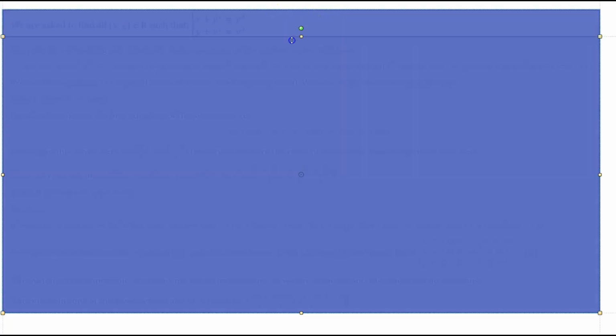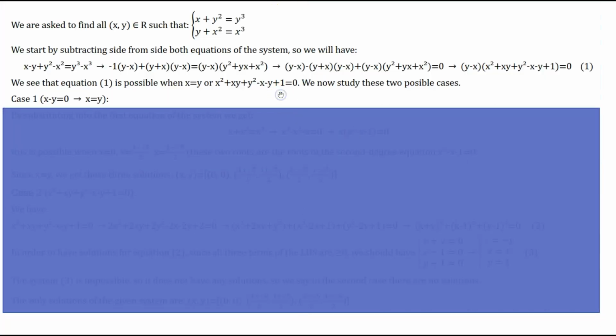So let's start. We are asked to find all numbers x and y from the set of real numbers such that they fulfill the system of equations given by the problem. With these two equations, we start by subtracting side from side both equations of the system. So we subtract the left-hand sides and the right-hand sides of both given equations.